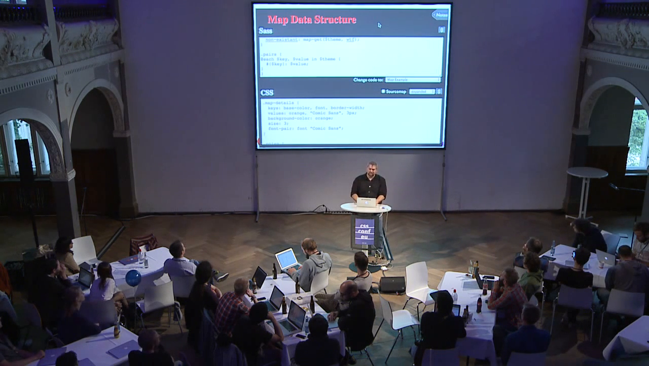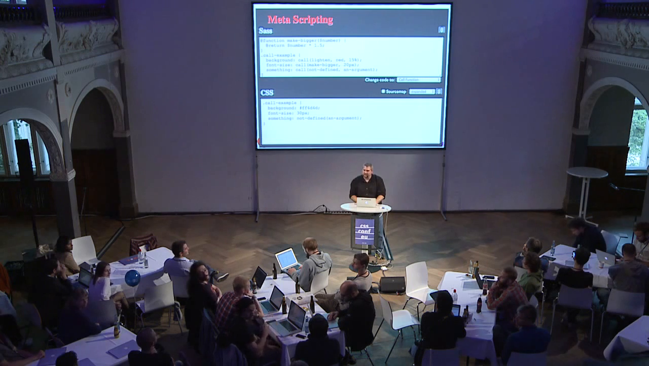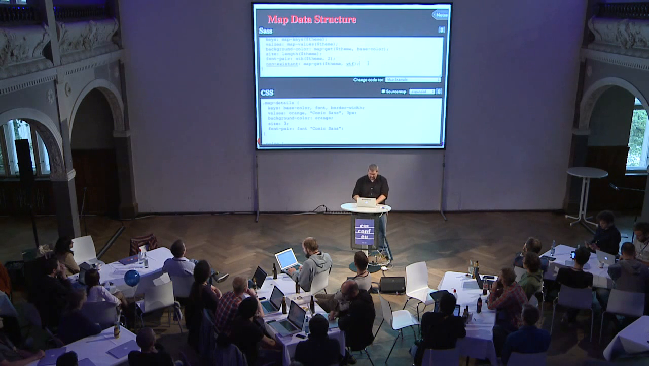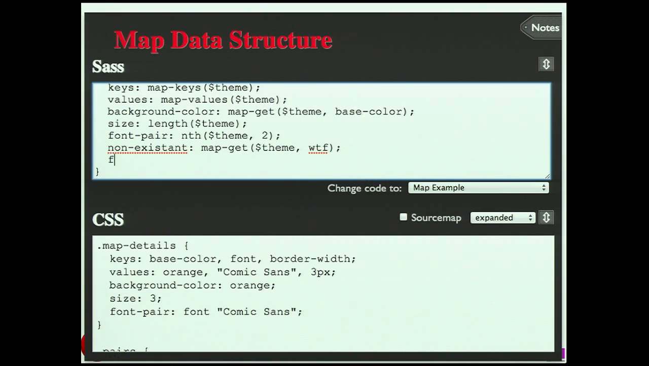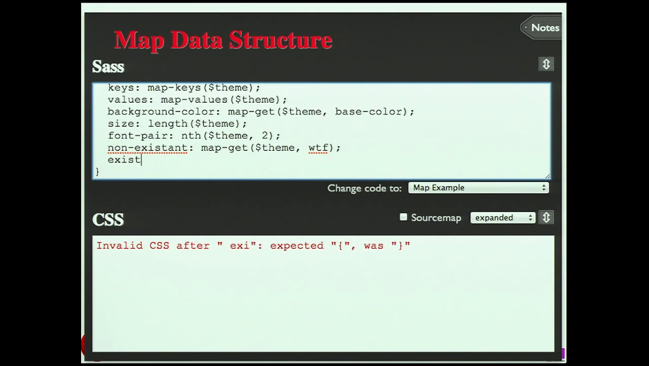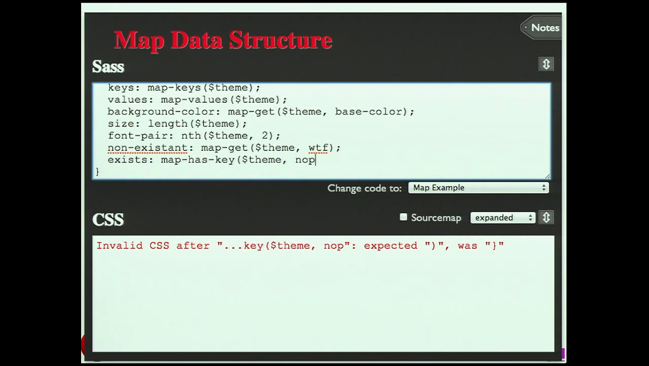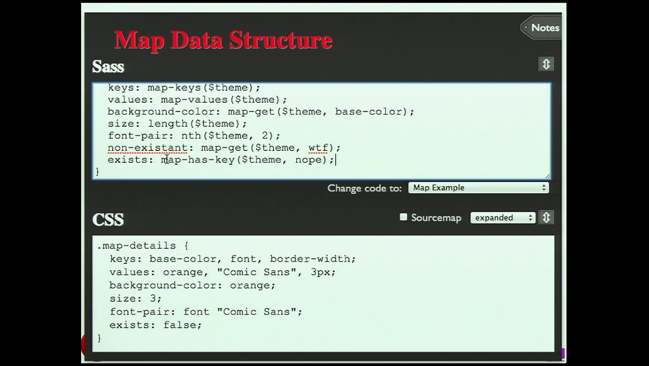All right, moving on. Can you test the keys or values of a map? Yes. So here, the map has key function returns false because nope doesn't exist, but base color does. So now it returns true. And that's pretty useful too. I think I used that actually in a later example.